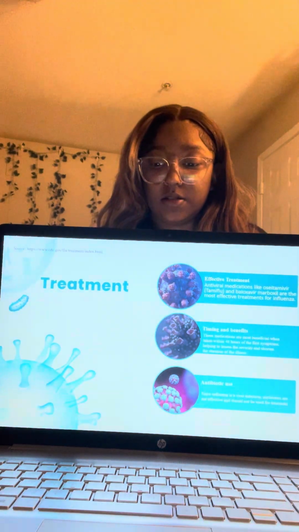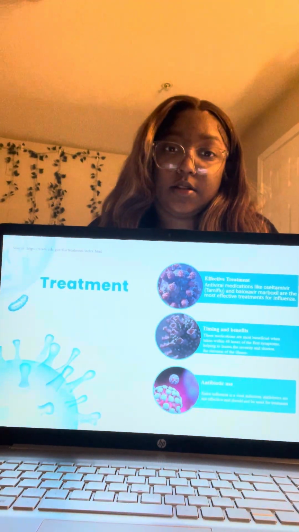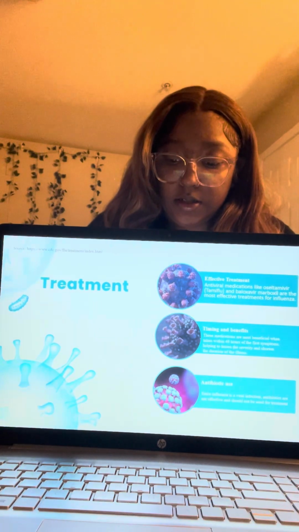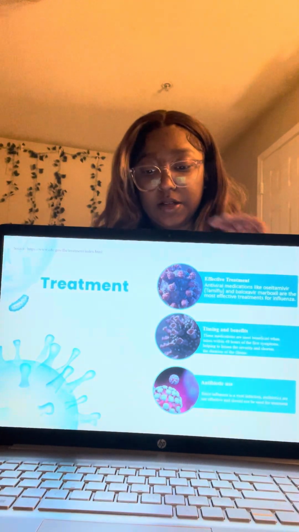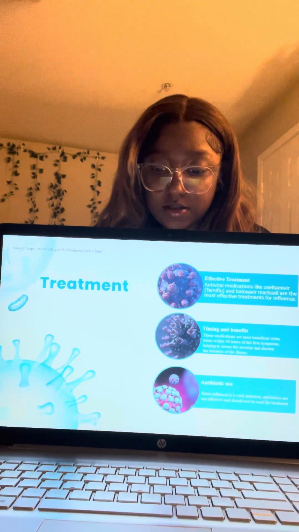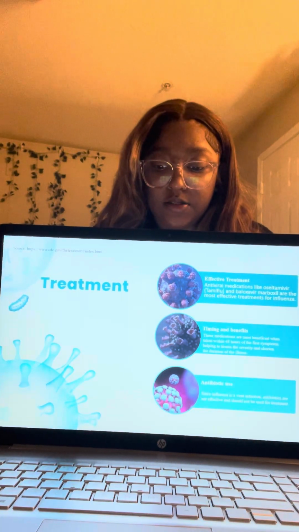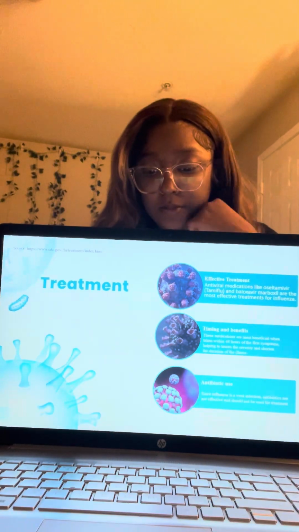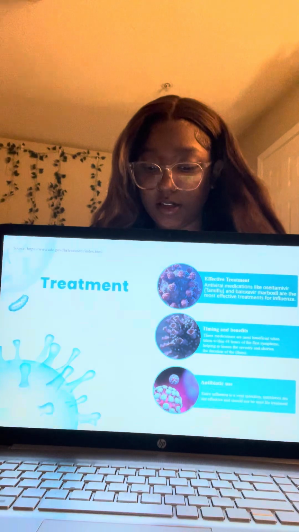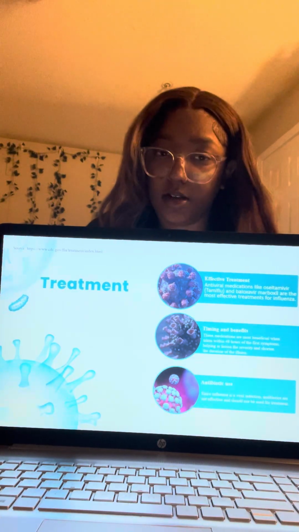Treatment of influenza. Effective treatments: antiviral medications are the most effective for influenza. Timing and benefits of treatment: these medications are most beneficial when taken within 48 hours of the first symptoms, helping to lessen the severity and shorten the duration of the illness. And antibiotic use: since influenza is a viral infection, antibiotics are not effective and should not be used for treatment.